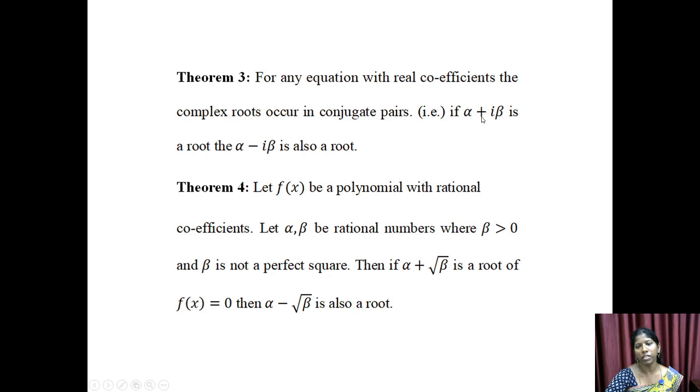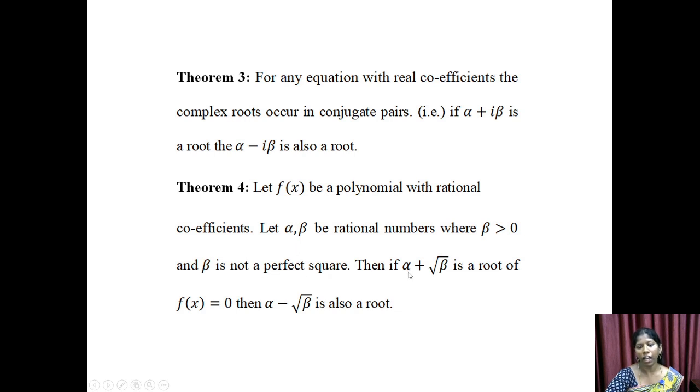Suppose, for example, 2 plus 3i is a root, then 2 minus 3i is also a root. Let's look into the next theorem, where let f of x be a polynomial with rational coefficients. Let alpha and beta be rational numbers where beta is greater than 0 and beta is not a perfect square.